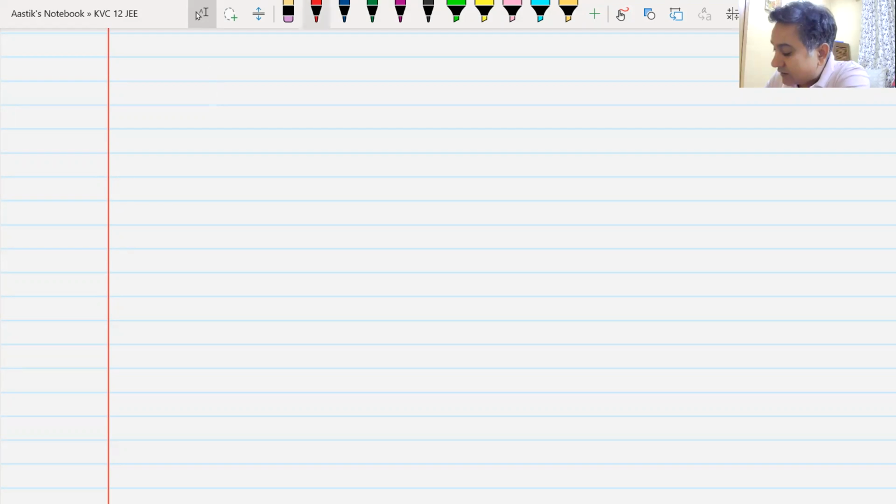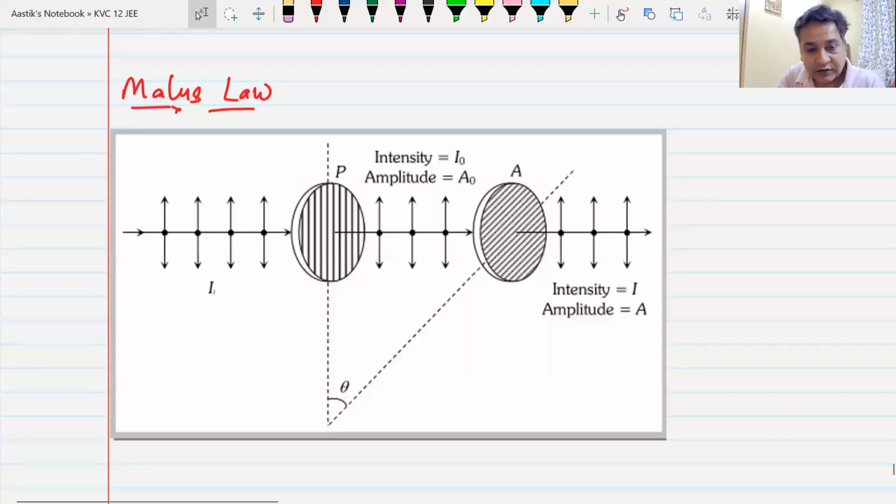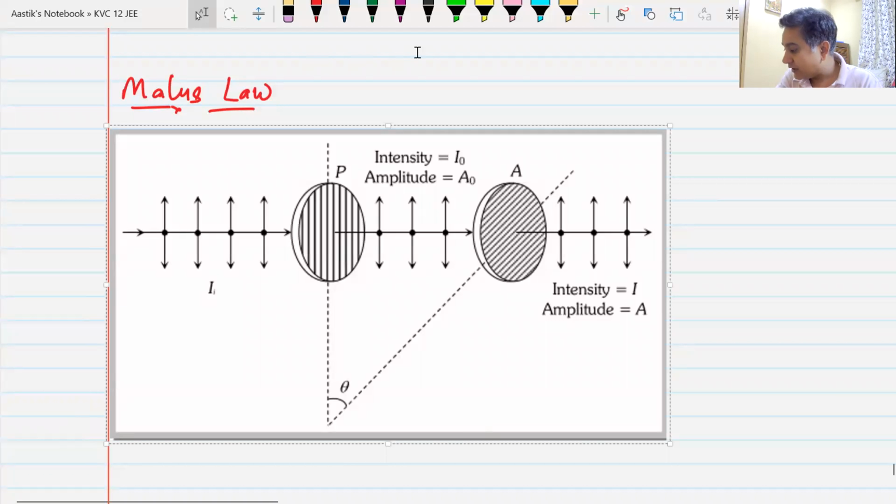Comes the first of the laws that we have to understand, Malus law. The best way to understand Malus law is by this diagram. We just have to understand the angle between the polarizer and the analyzer. If you understand the angle, this becomes very simple. What does it say? So let us start again.